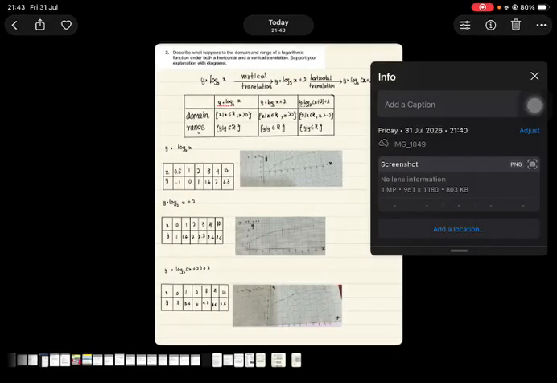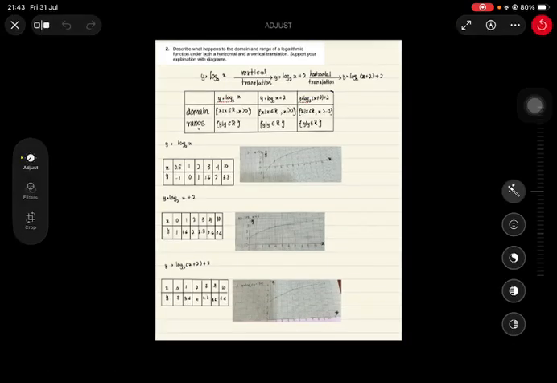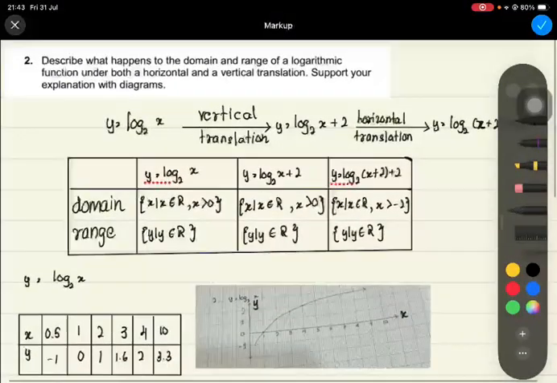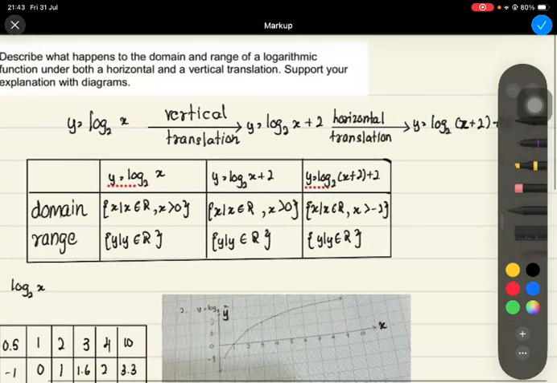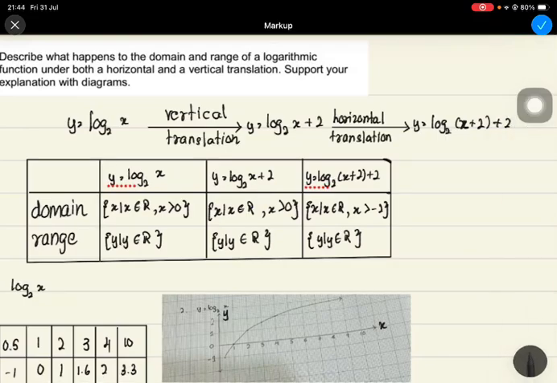For number 2, describe what happened to the domain and range of the logarithmic function under both horizontal and vertical translation. Support your explanation with a diagram. Firstly, in the same way, y equal to log base 2 of x is our parent function. For vertical translation, it will be y equal to log base 2 of x plus 2. And for horizontal translation, it will be y equal to log base 2 of (x plus 2).